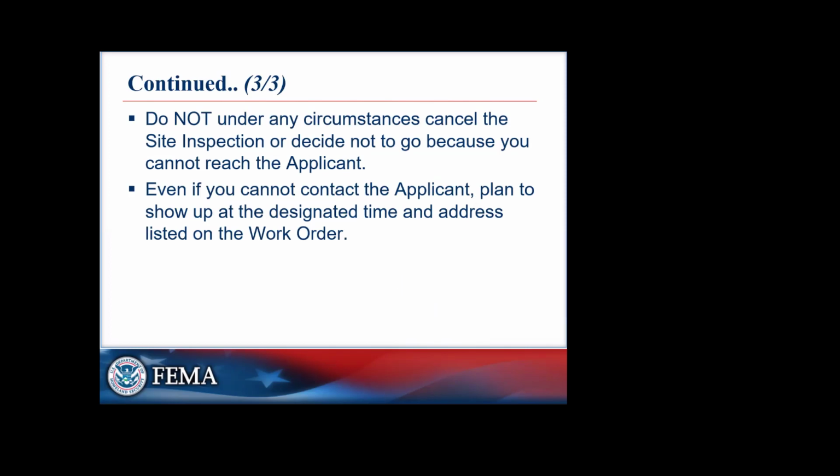So in addition, do not, under any circumstances, cancel a site inspection or decide not to go because you cannot reach the applicant. Just because you cannot reach the applicant does not mean it's unscheduled. Even if you cannot contact the applicant, you need to make sure that you show up at the designated time, at the designated address listed on your work order.